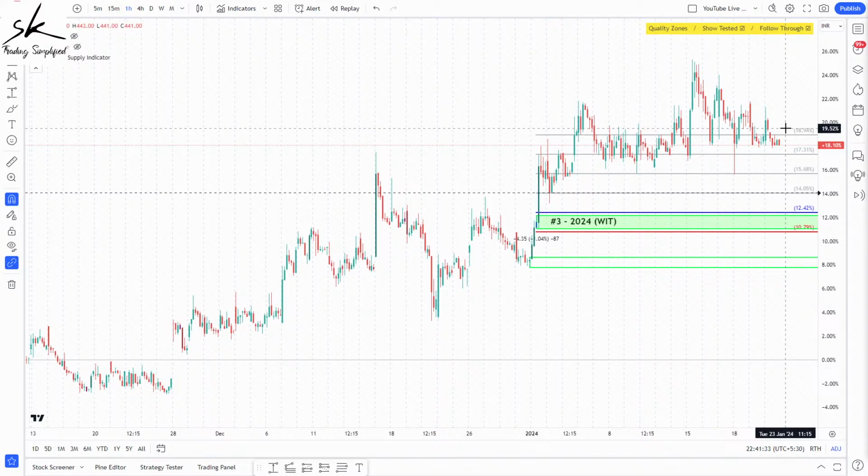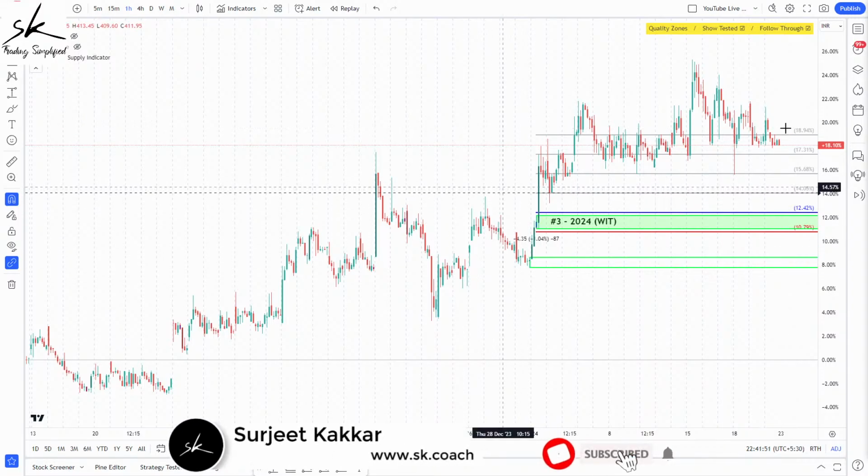All right, so will you suggest once the supply zone has been violated to trail the stop loss to the next profit level until the original target is achieved, or you get stopped out? So I'm not able to get that. Let me try to understand it again. Will you suggest once the supply zone has been violated to trail the stop loss to the next level?